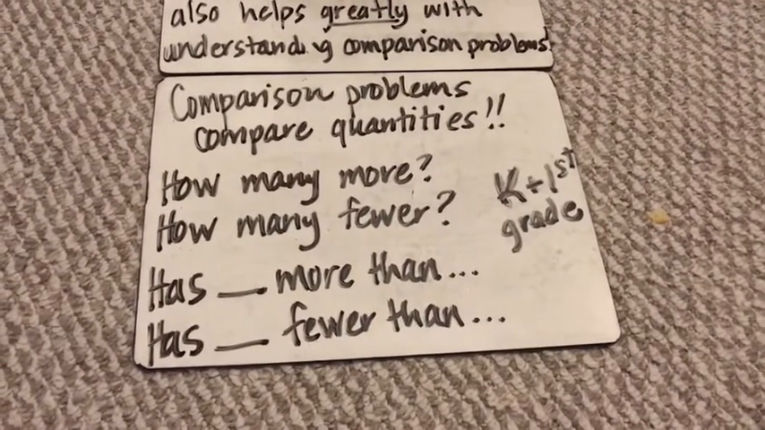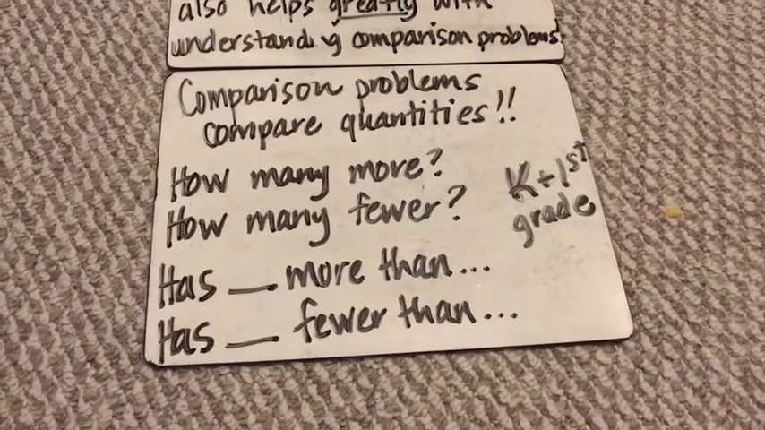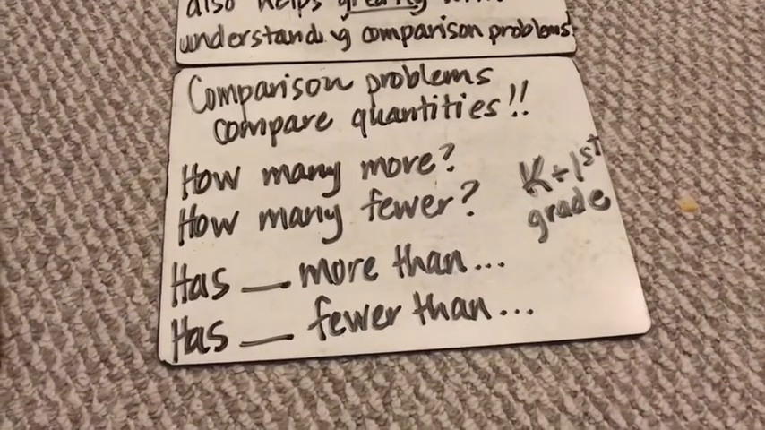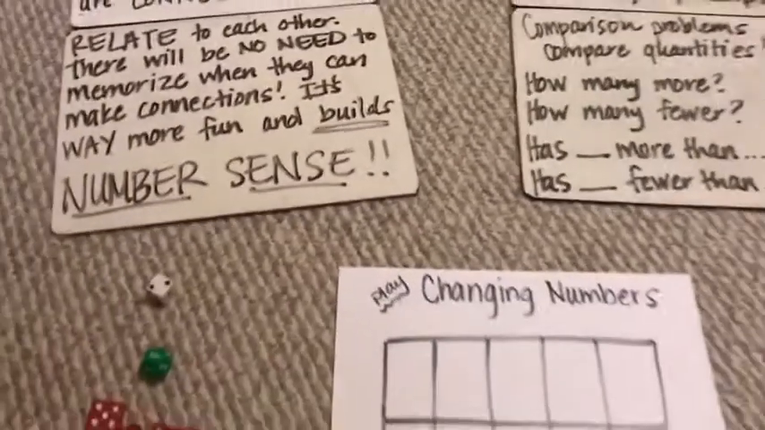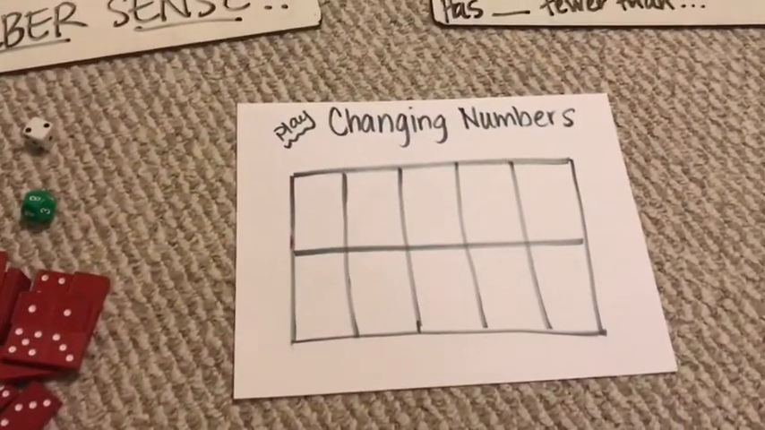These comparison problems are typically tricky for a lot of our students. And the reason it's tricky, in my experience, is because students do not have enough experiences changing numbers and seeing how numbers relate to each other.